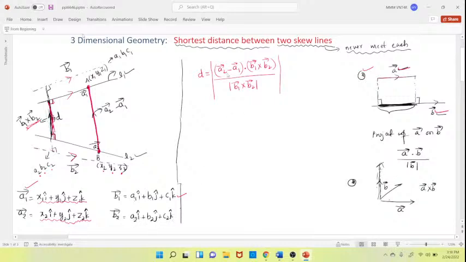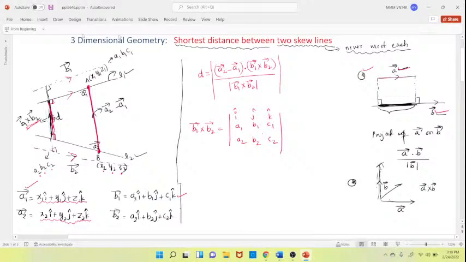Okay? We know how to find the dot product, but how to find the cross product here? b1 cross b2, we already know how to find the cross product of two vectors. b1 cross b2 will be the determinant with i cap j cap k cap, the b1 vector components a1 b1 c1, and the b2 vector components a2 b2 c2.